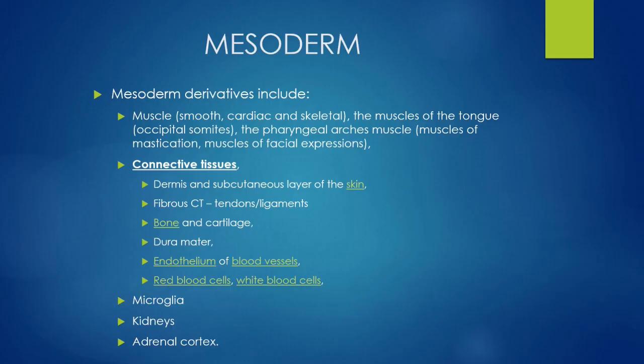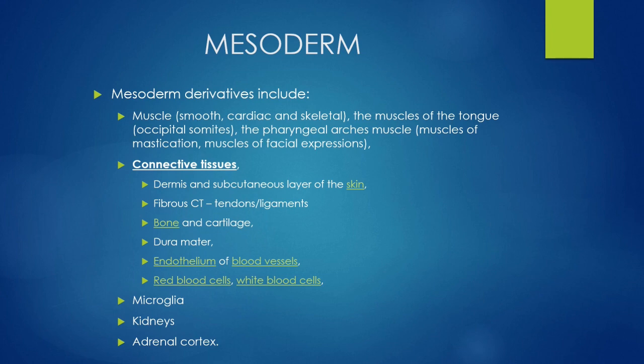So this mesoderm is going to give us a lot of stuff. It gives us all of the muscles, including the smooth muscle, the cardiac muscle, and the skeletal muscle. It gives us the muscles of the tongue and the pharyngeal arch muscles, such as the muscles of mastication, which are controlled by cranial nerve number 5, and the muscles of facial expression, which are controlled by cranial nerve number 7. The mesoderm also gives us all of the connective tissues.